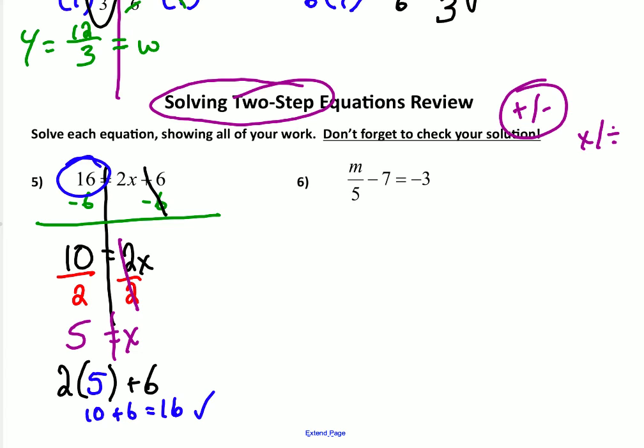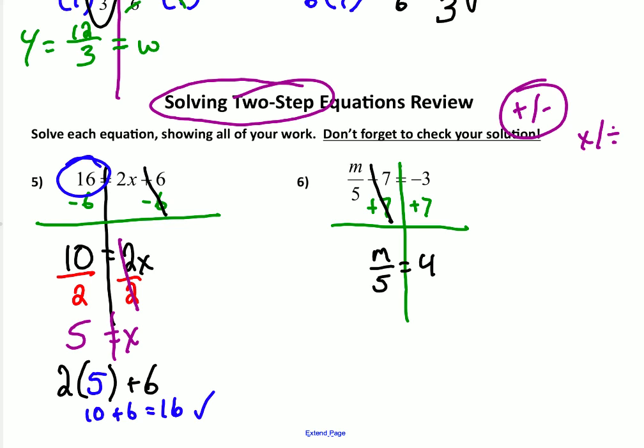All right, last one. Hopefully you're getting the hang of things, but if not, pay close attention. So again, in our two-step equations, we always take care of the adding or subtracting first. In this case, they subtracted 7, so I'm going to add 7. Adding 7 and subtracting 7 cancel out, they turn to 0. So I'm just left with m over 5. Negative 3 plus 7 is positive 4.